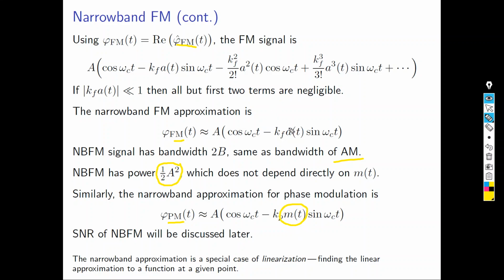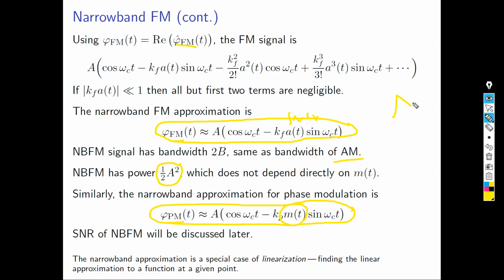But here, you modulate it based on the integral of m of t, because you want the instantaneous frequency to change with the message signal directly in frequency modulation. But here it changes with the derivative of the message. So these are the key differences. So this equation is for phase modulation, and this equation is for frequency modulation and narrowband.